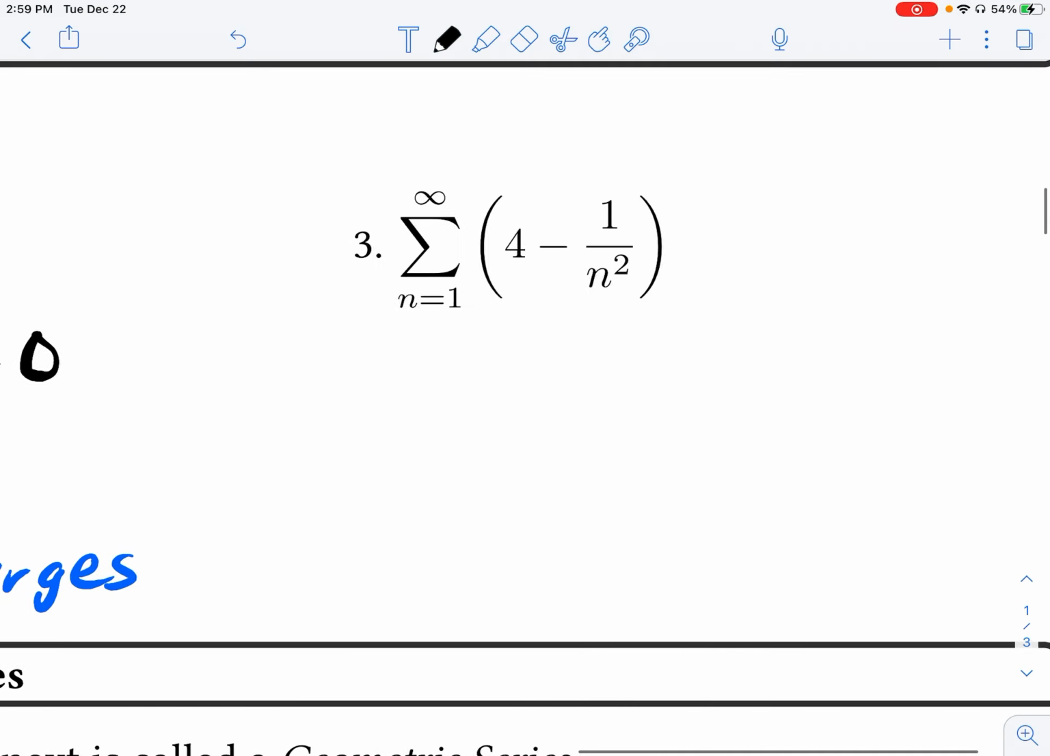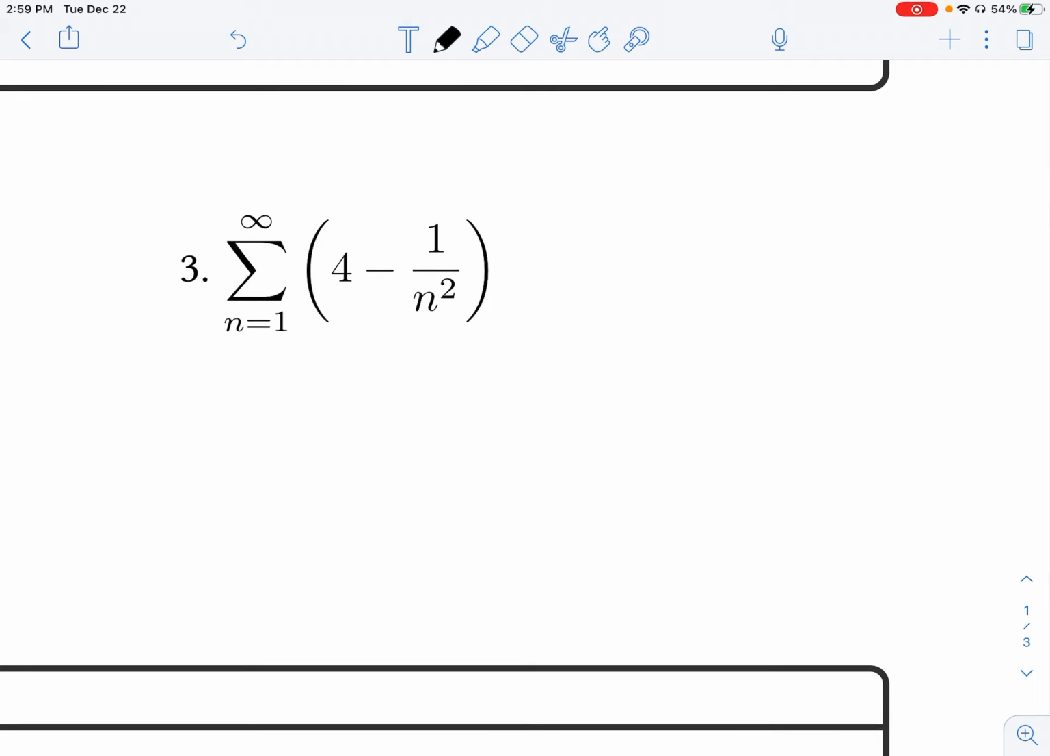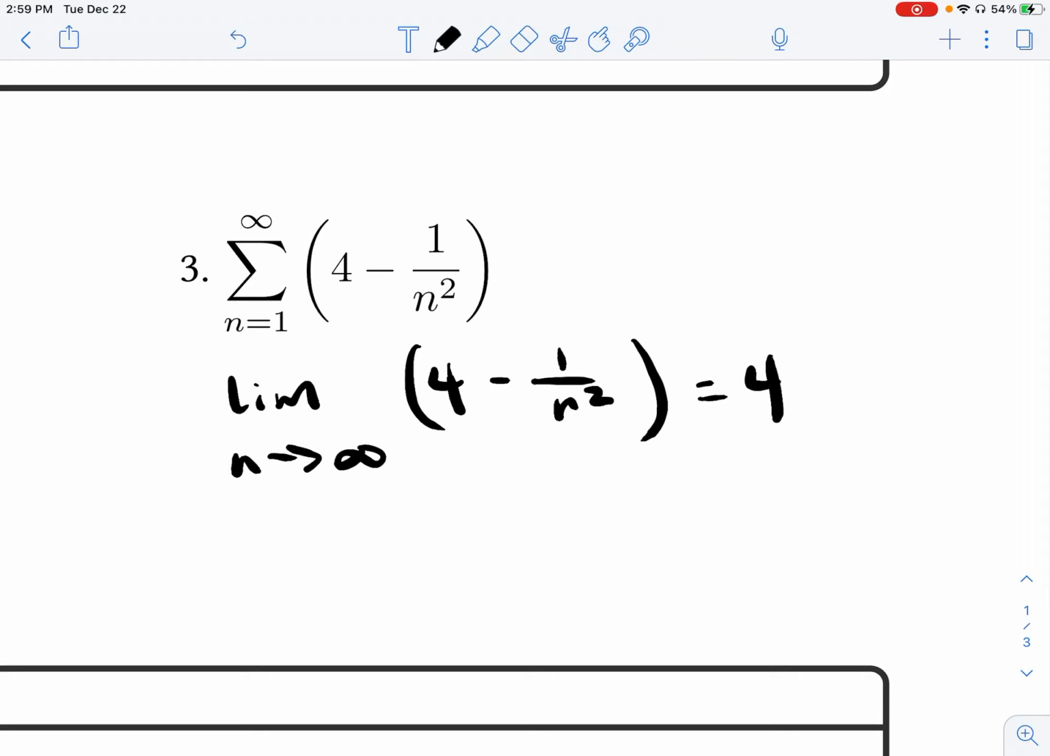All right, number 3. Again, I encourage you to pause this video and think about this for a bit. If you're back, we could write the following statement: this would be 4 minus 1 over n squared. This here is equal to 4, which is not equal to 0, so therefore this series diverges.